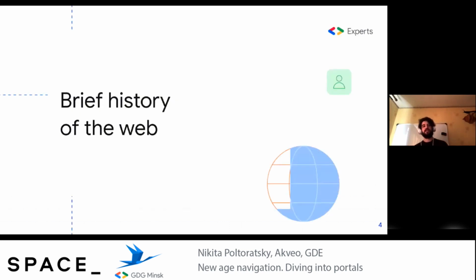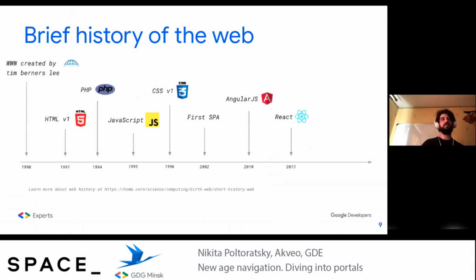So let's start with a brief history of the web. Here is a timeline. In 1990, Tim Berners-Lee created the first version of the World Wide Web standard. Then in 1991, he created the first version of HTML. Then PHP was created, then JavaScript was created, and CSS was created. And using all those technologies, people started to build multi-page applications. Frankly speaking, it was a surprise for me that CSS appeared after JavaScript, you know.